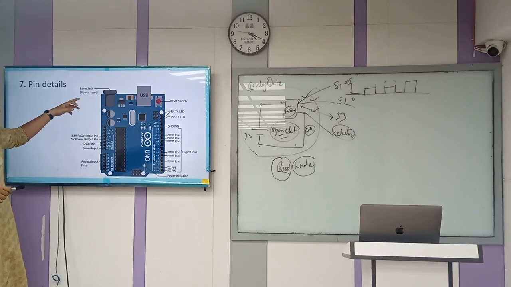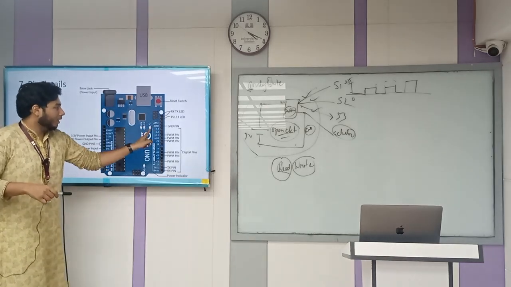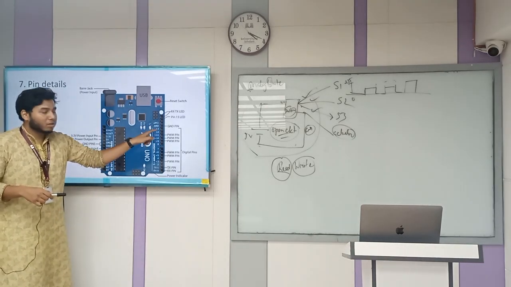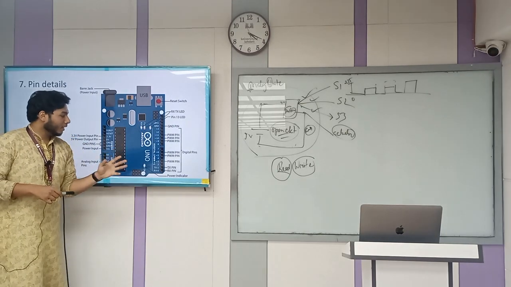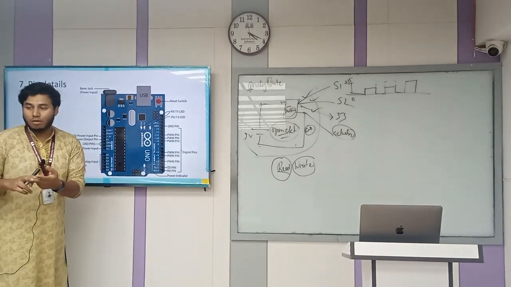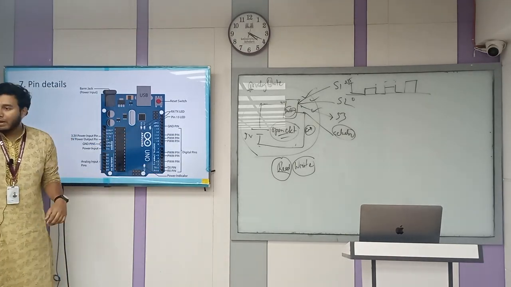Battery jack, power jack, you can say bare jack, reset switch, RX TX LED. So these are the LEDs. You see, this LED is connected to pin number 13 internally. The TX pin indicates whether these pins are connected or not. If you are sending or receiving data, these pins will be blinking.